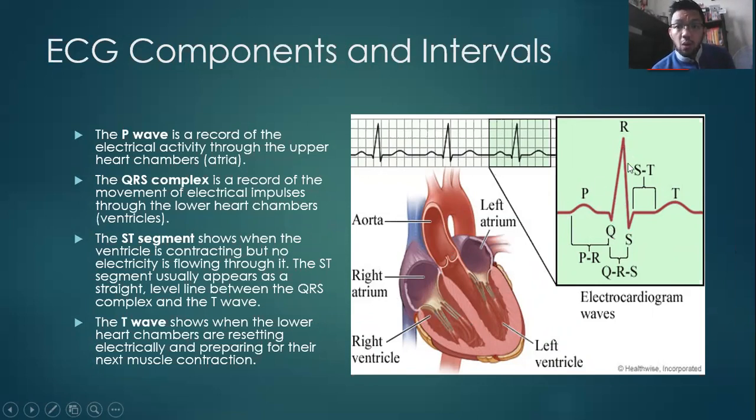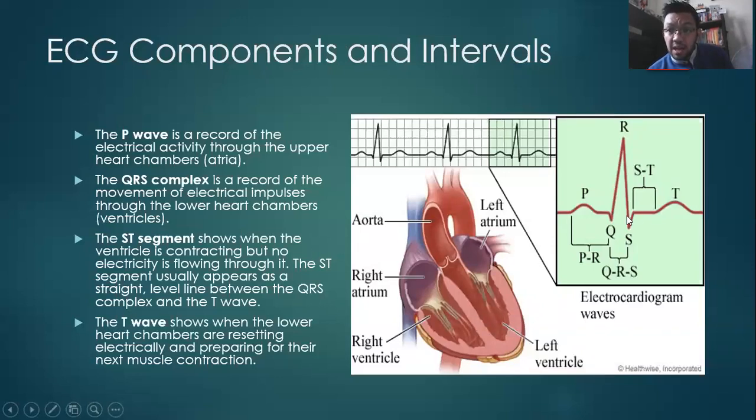While the QRS complex, the next portion of the ECG, is a record of the movement of electrical impulses through the lower heart chambers, through the ventricles. So it's the movement of, let's call it electrical impulses or electricity or nervous impulses, to the lower heart chambers, which are the ventricles that we have here. So that is the QRS complex.